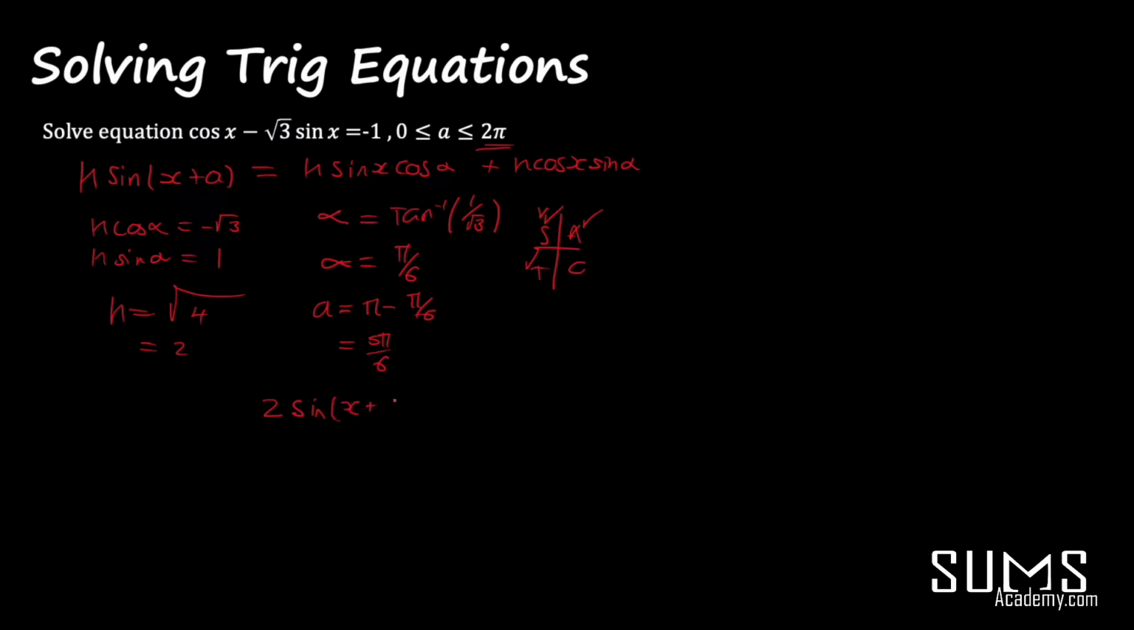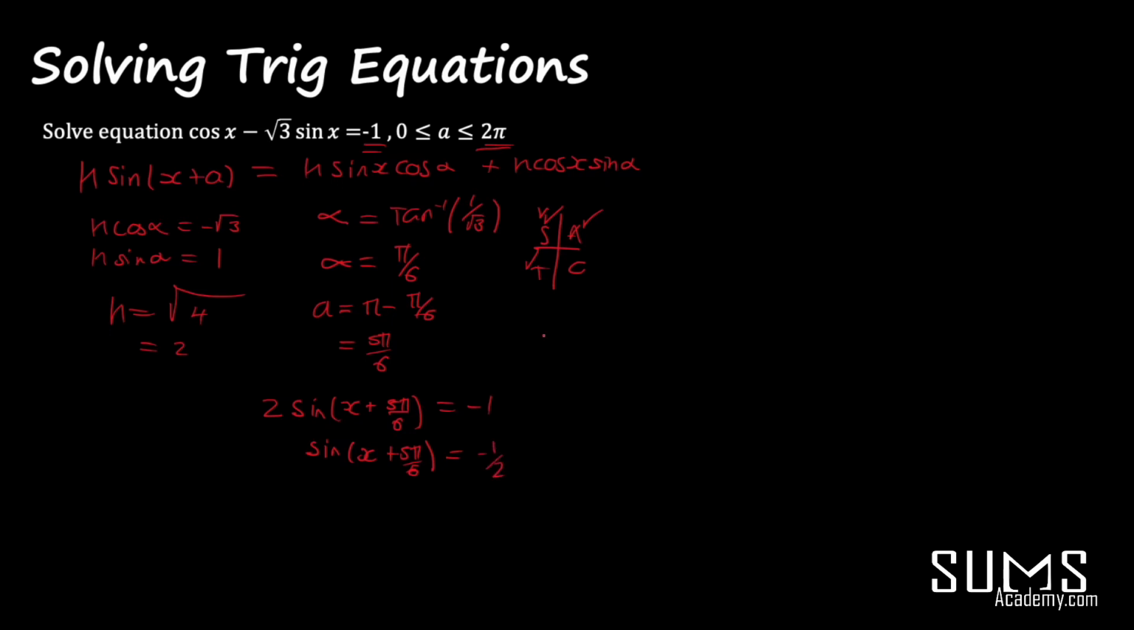So we then are left with 2 sine of x plus 5 pi over 6 is equal to -1. That's from the equation. Okay, so what we're going to do is get this 2 to the other side. So sine of x plus 5 pi over 6 is equal to -1 over 2.